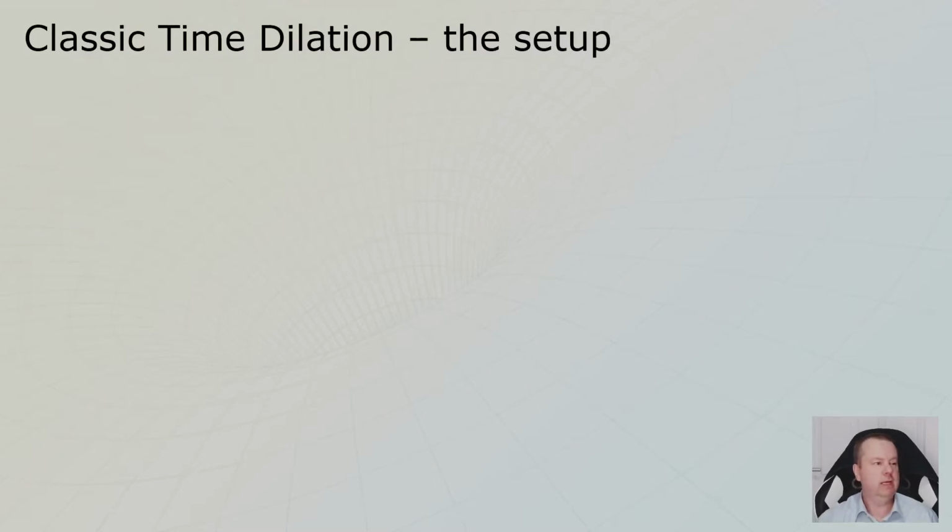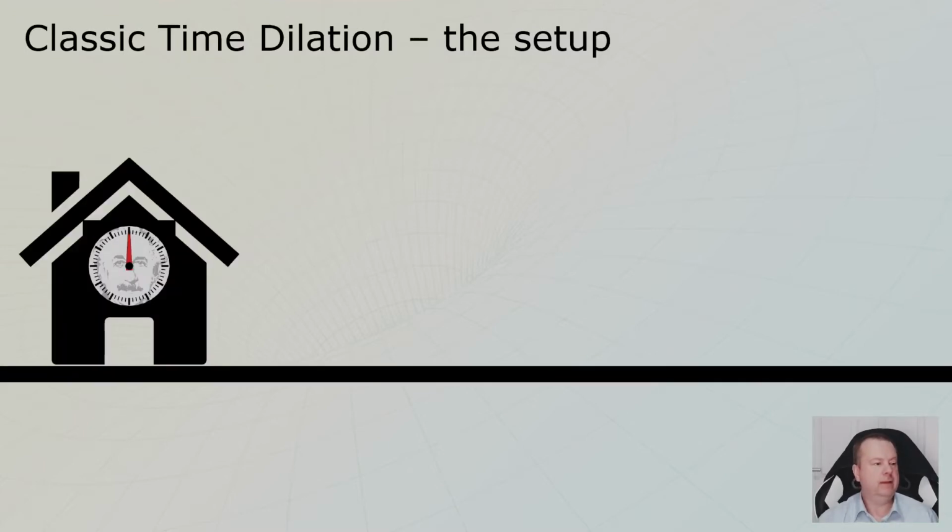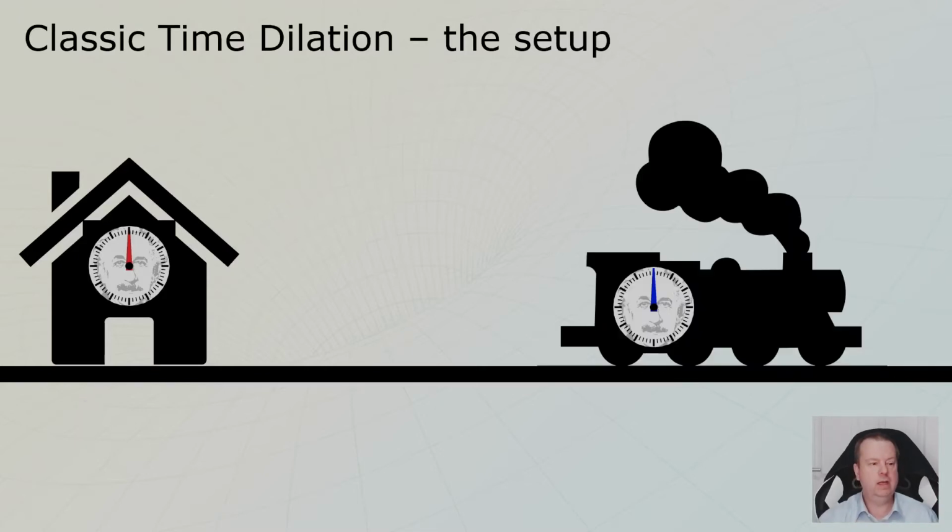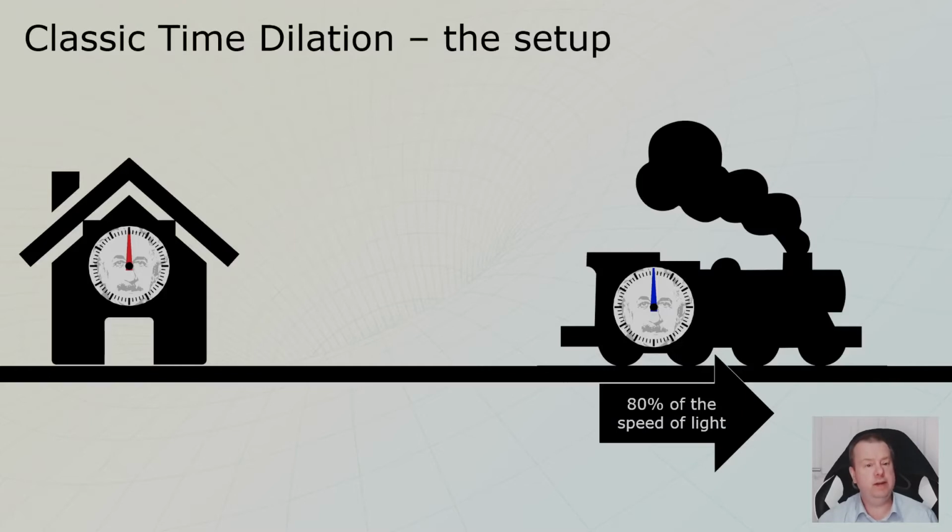Classic time dilation, or I would say time dilation, is what you see when you go online or read about it. That's the time dilation I call classic. The setup is as follows. We have a house, and in this house is a clock, and we as viewers are in this house. There is a train, and the train has its own clock with a blue dial. And the train is moving very fast, 80% of the speed of light.